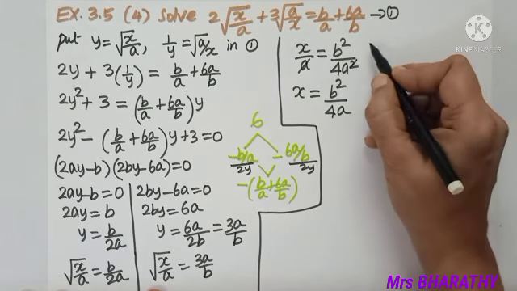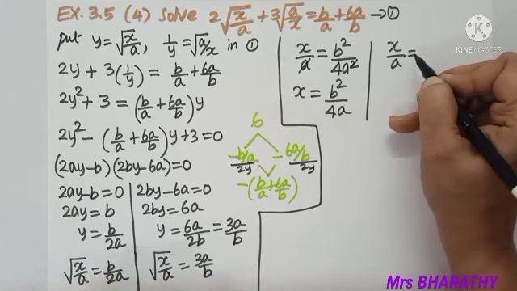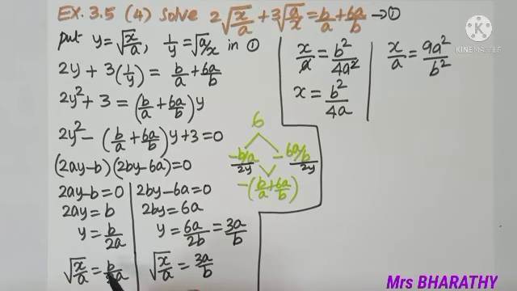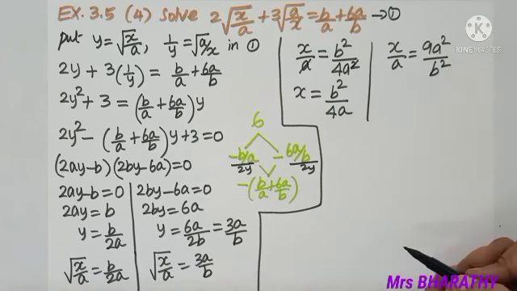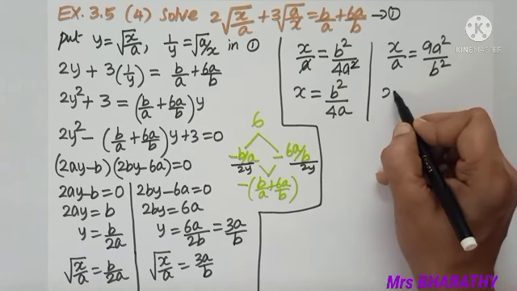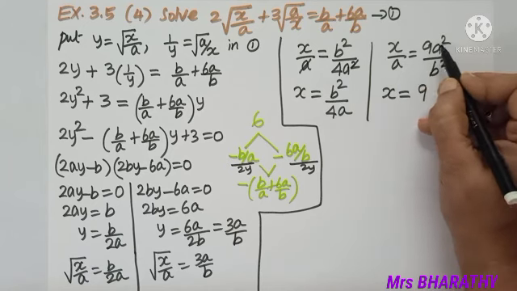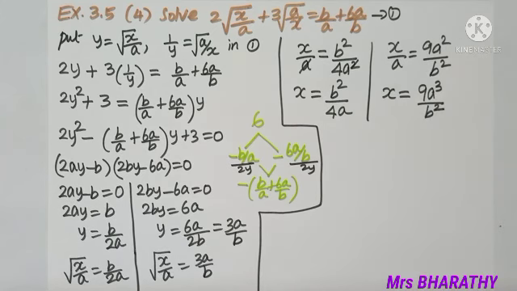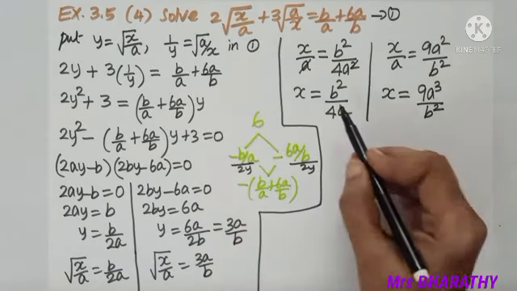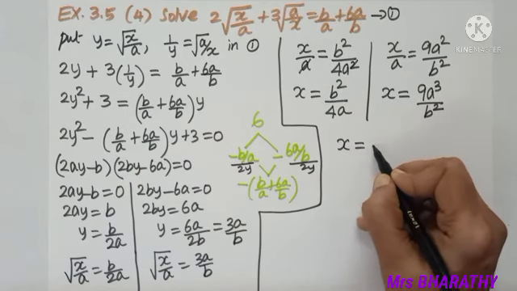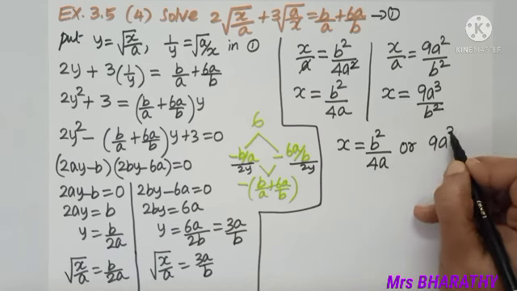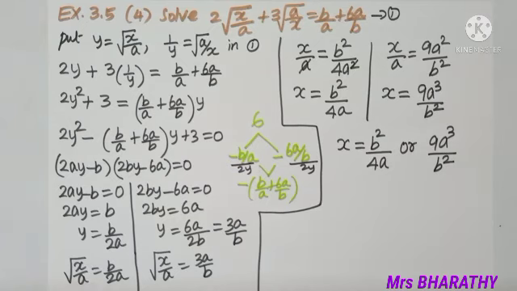Another answer, x by a equals 9a square by b square. So squaring this, I get b square by 4a square. Squaring this, I get 9a square by b square. As I cross multiply, x is equal to 9a into a square, a cube divided by b square. So we have solved the given equation and we have arrived at the two answers. X is equal to b square by 4a or 9a cube by b square, and that completes the solution.